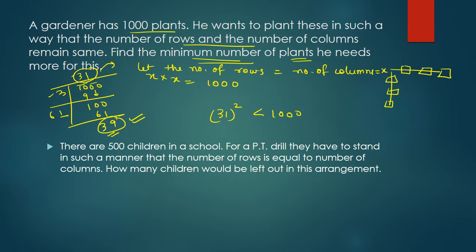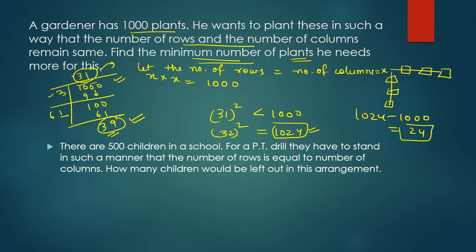The next perfect square is 32 square. 32 square is 1024. So 1000 plants he already has. How many more plants does he need to make it a perfect square? 1024 minus 1000, which he already has. 24 plants he needs more so as to make a perfect square. That means equal rows, equal columns.